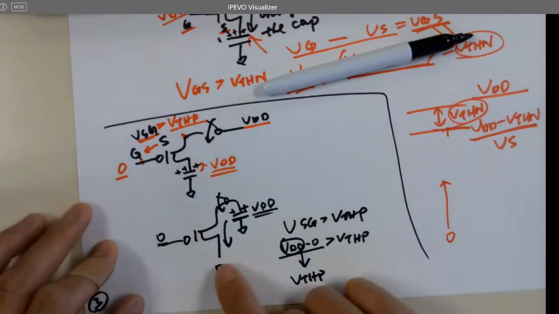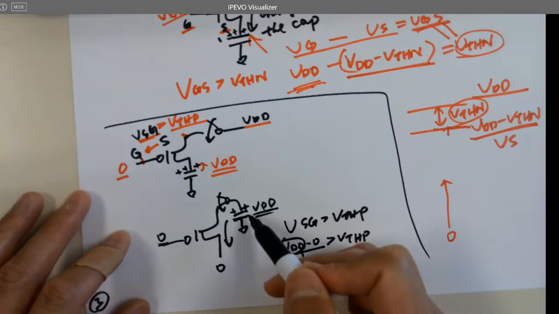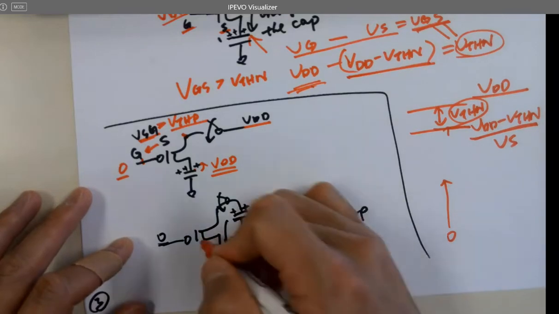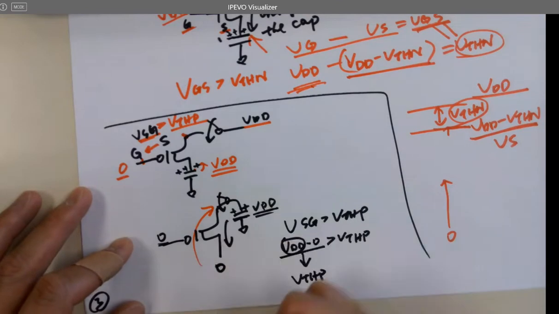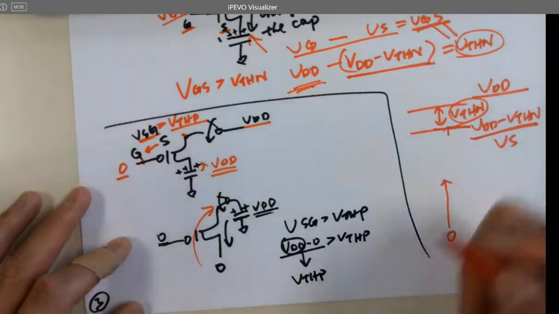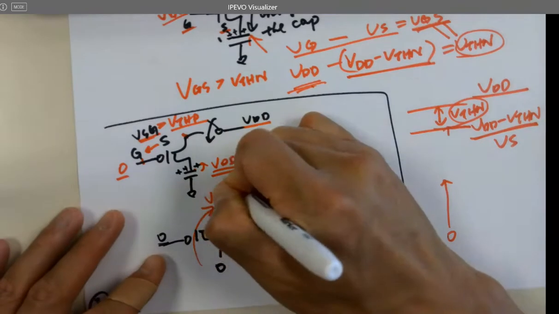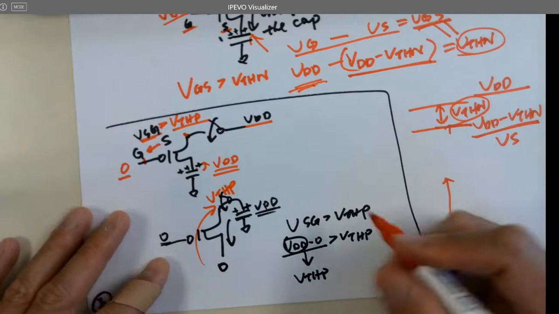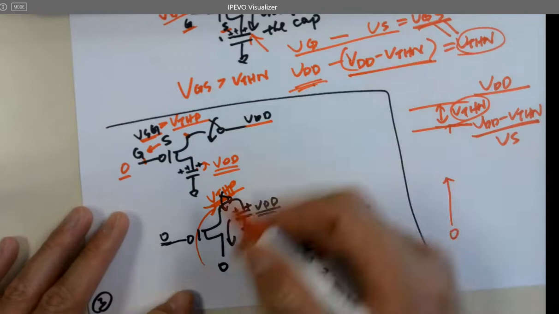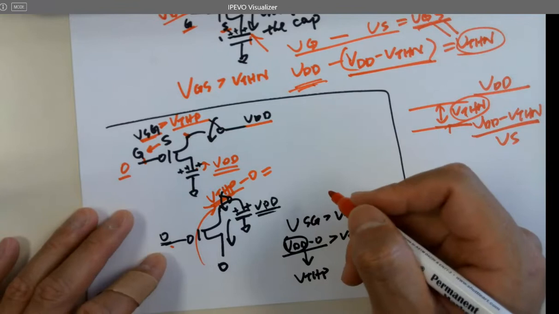So eventually, I am discharging the cap, but you can consider that I'm trying to pass 0 to the cap. But can I pass 0 to the cap? The answer is no. So what can I eventually pass to the cap? Why? Because VS is VTHP, and VSG is VDD minus 0 because it's got 0.